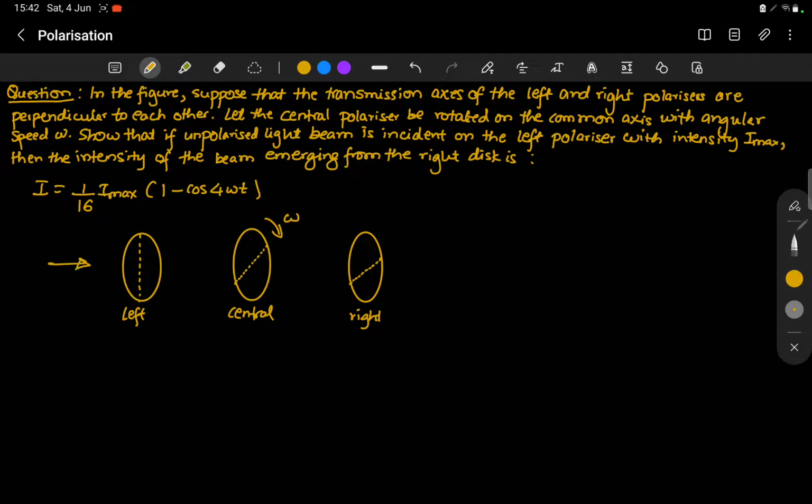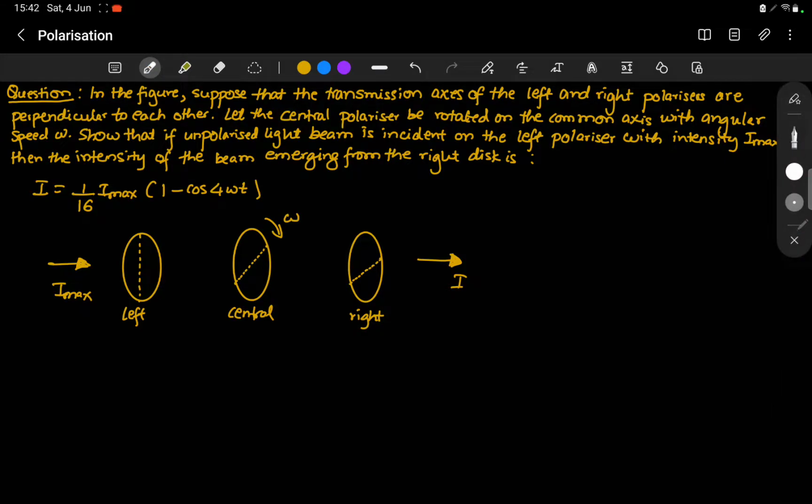We have an incoming incident light beam with intensity I max, and we want to find out the emerging beam's intensity. And we want to show that this I is related to I max and omega by this kind of a relation. And these two polarizers, the left one and the right one, the transmission axes for them are orthogonal to each other. So let us start solving the question.